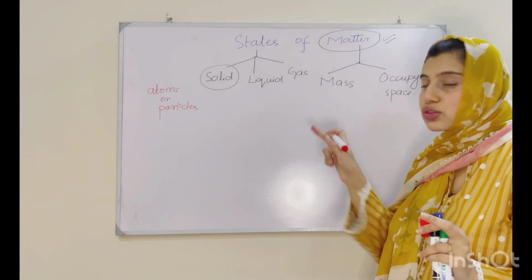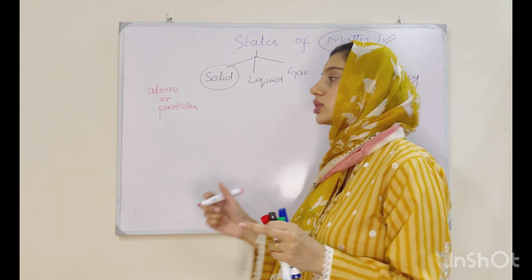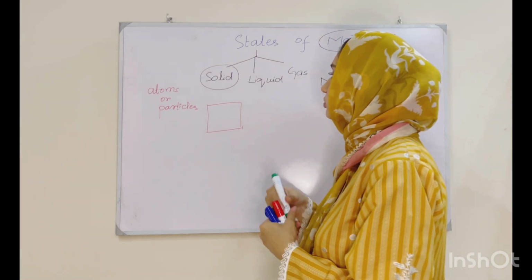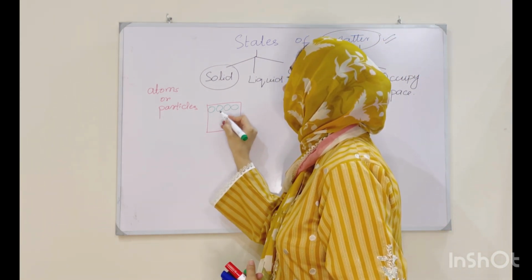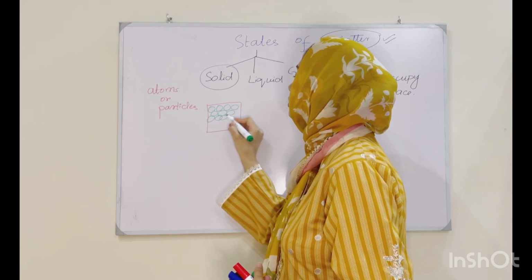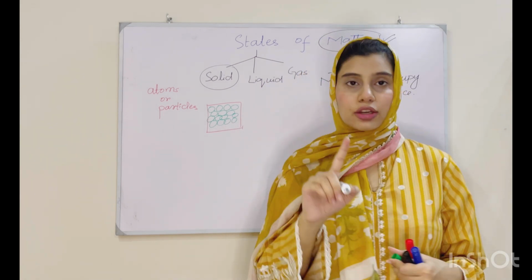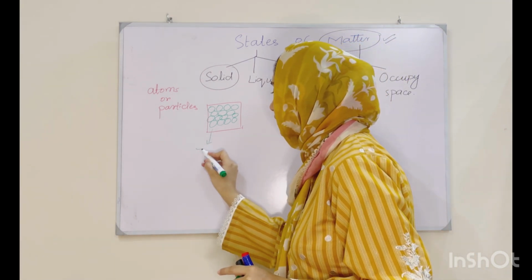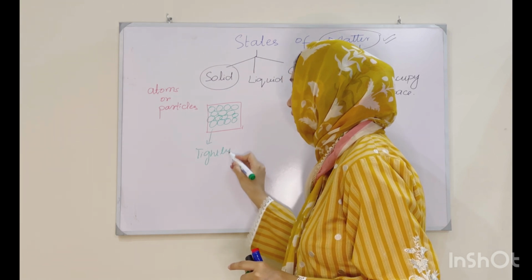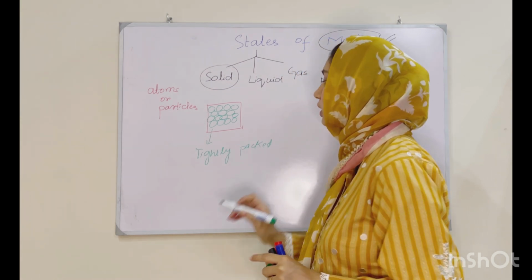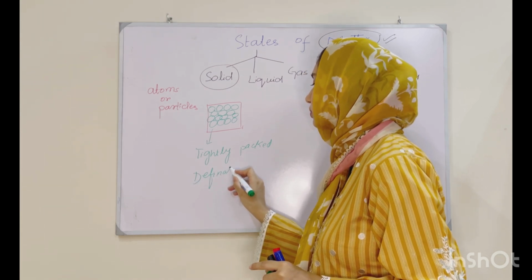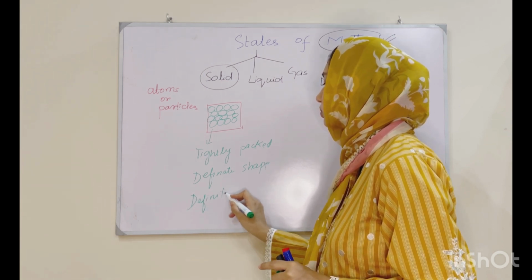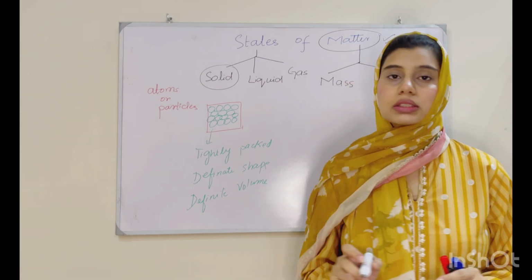I am going to draw 3 drawings here which will help you to understand the arrangement of atoms. First of all, this is a block and we have so many atoms in it, and atoms are tightly packed with each other. So the state of matter in which atoms or particles are tightly packed with each other, and they have, what is the first point? It is tightly packed, then it has definite shape and it has definite volume, then this particular thing is known as solid.